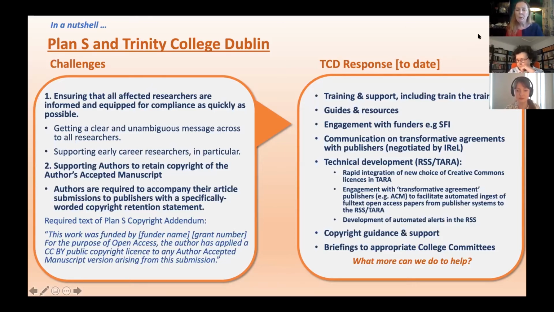We're communicating on these transformative agreements and on the technical development, of course, which is necessary in the RSS and TARA. We've brought in a new choice of Creative Commons licenses in TARA. We're working with publishers like ACM to facilitate a bit of a holy grail for a lot of us: the automated ingest of full text, open access papers from the publishers who have made these agreements, from their systems directly into the RSS and TARA. That's what we're working towards.